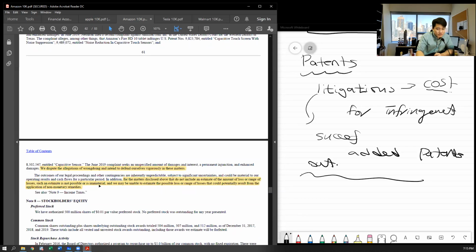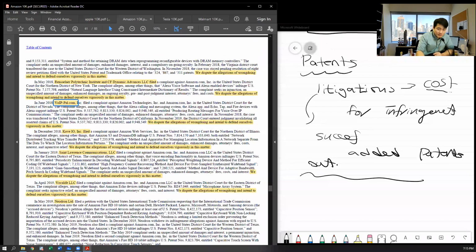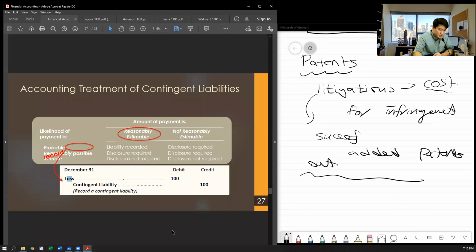Estimate is not possible or is immaterial. We may be unable to estimate the possible loss or the range of losses. So if the estimate is not possible, you are not going to record the dollar amounts in the balance sheet or the income statement. But Amazon decides to at least disclose what's going on with respect to the litigations under notes. But apparently Amazon is involved in a lot of litigations. I don't know why. Anyways, so this was related to contingencies. Any questions with respect to contingencies?